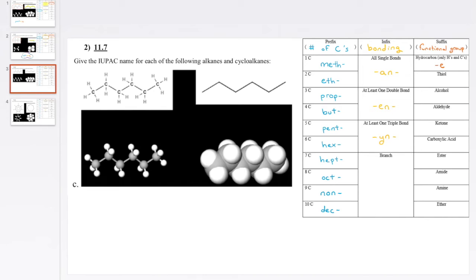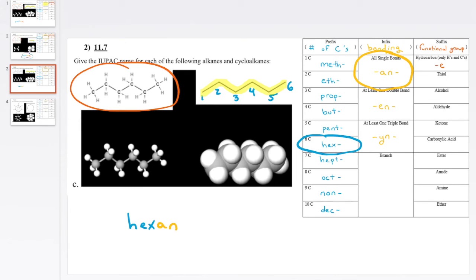For C, first thing we do, get the prefix by finding out the number of carbons. In this molecule, we have 1, 2, 3, 4, 5, 6 carbons. That means that the prefix we're going to use is hex. We have all single bonds, no double or triple lines there, so the infix is going to be AN, and because there's only hydrogen and carbon in the molecule, the suffix is going to be E.